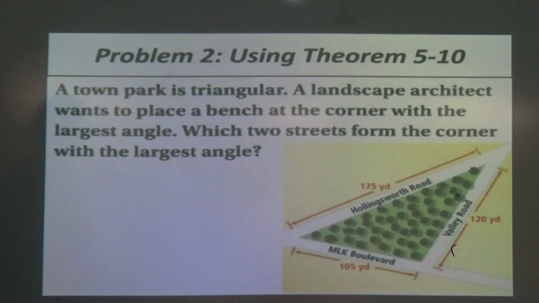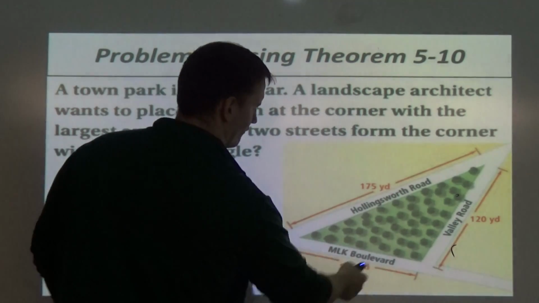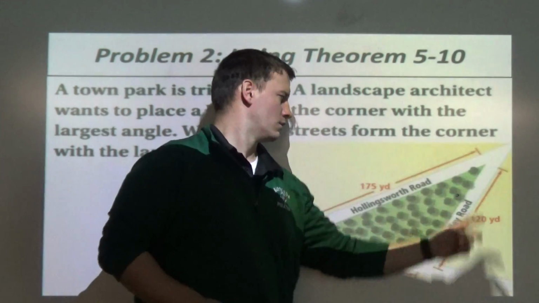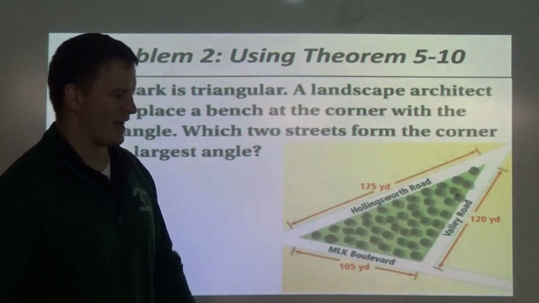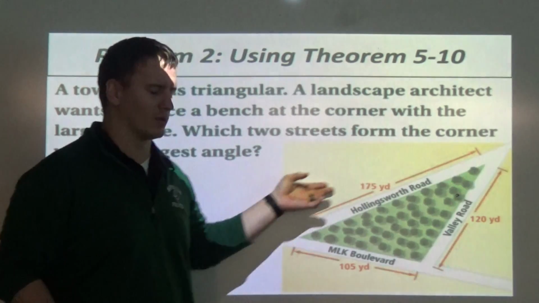So here, a town park is triangular. A landscape architect wants to place a bench at the corner with the largest angle. Which two streets form the corner with the largest angle? Well, we find the largest side: 105, 120, and 175. What angle is opposite the longer side, 175?